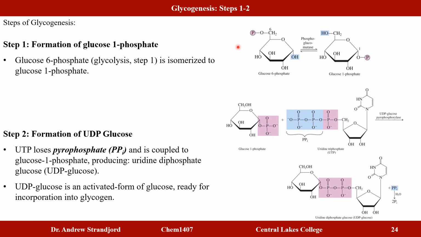Let's look at some of those chemical reactions in the glycogenesis process a little closer. If I start with glucose 6-phosphate, I can do an isomerization reaction to move the phosphate group from carbon number 6 over to carbon number 1. I can then react that glucose 1-phosphate molecule with the uridine triphosphate molecule to form this new molecule called uridine diphosphate glucose.